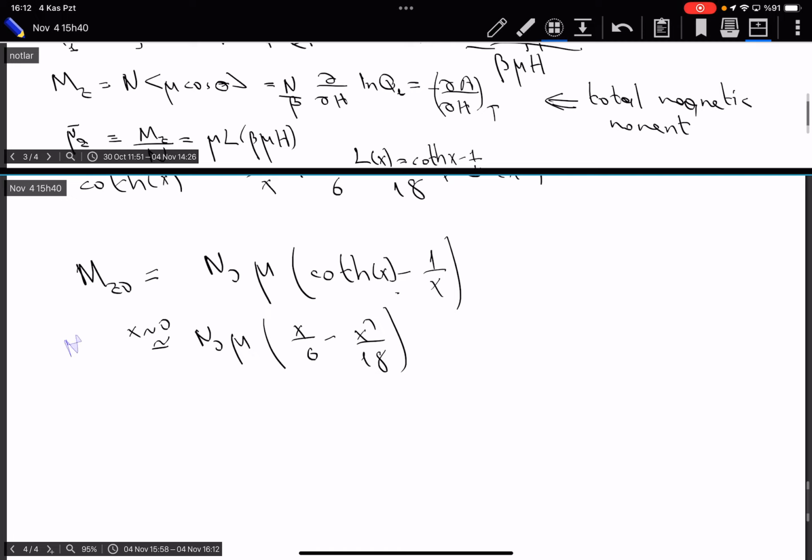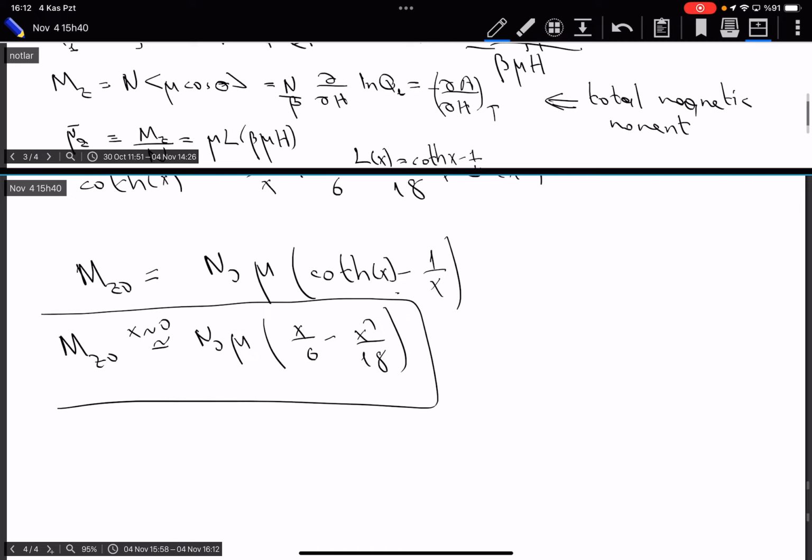So you see, as we expected, as temperature increases, that is as x goes to 0, the magnetization also just goes to 0. And in fact, I can just ignore the x cubed term also at very small temperatures. This is n0 mu. X was, now let me keep it as x, mu 0 b x over 6.